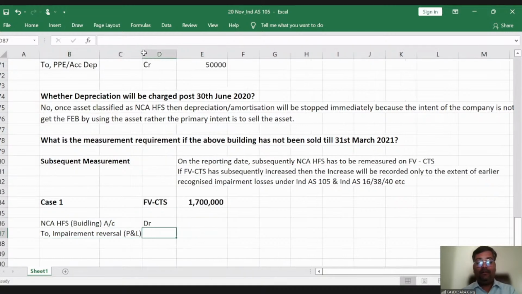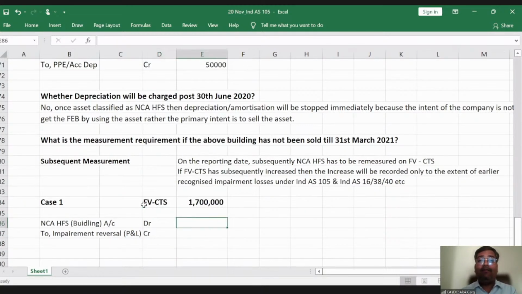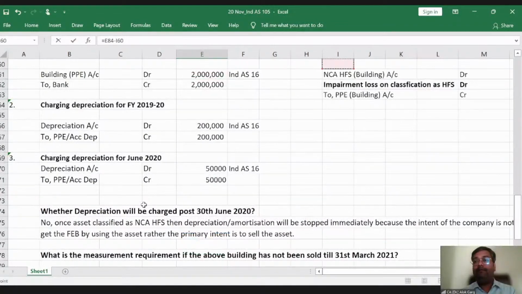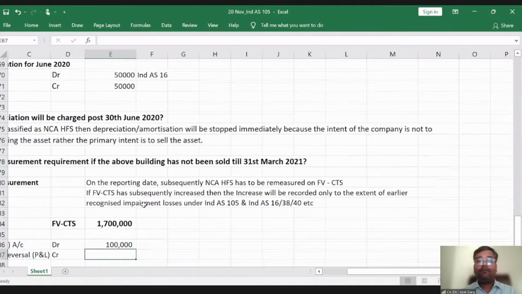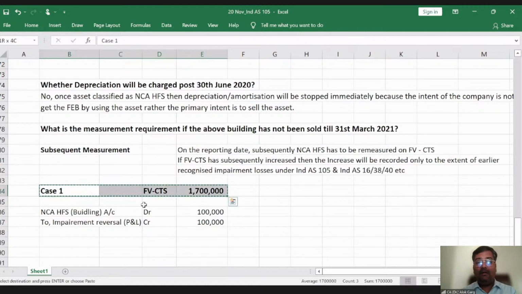Right. Credit. So how much is the credit? 17 lakh minus 16 lakh, which is 1 lakh. So 1 lakh impairment will be reversed in the P&L. Income will be recorded, and your NCHFS will be increased by 1 lakh rupees. Right. Case 2. So case 1 is pretty simple.